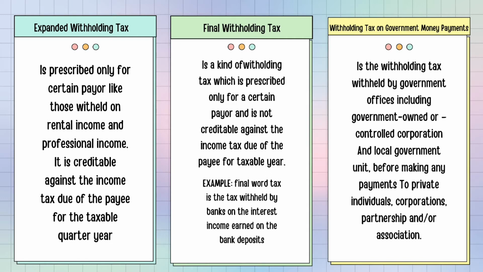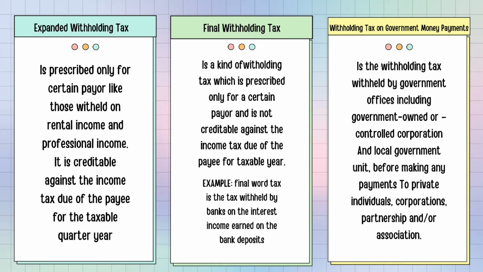Next, final withholding tax is a kind of withholding tax which is prescribed only for certain payees and is not creditable against the income tax due of the payee for the taxable year. Example, final withholding tax is the tax withheld by banks on the interest income earned on bank deposits. This means it is imposed on some income payments and is not deductible from the payee's income tax liability for the taxable year on other income subject to standard rates of tax.